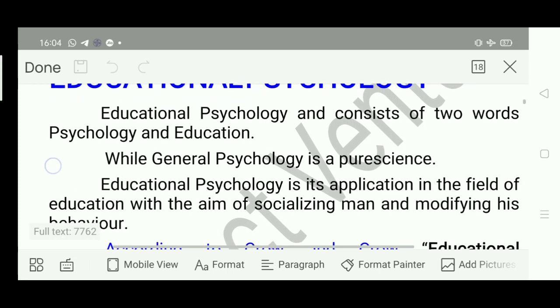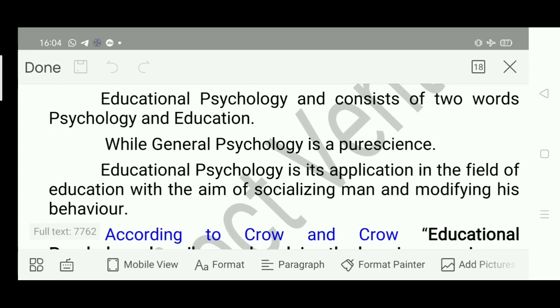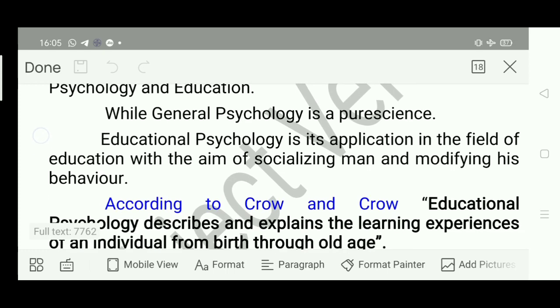So educational psychology is its application in the field of education with the aim of socializing man and modifying his behavior. Means when a student comes to the school, how we are going to train them in the socialization process, how we are going to teach them, and what differences should be in the focus and emphasis, so that a person should be able to learn.